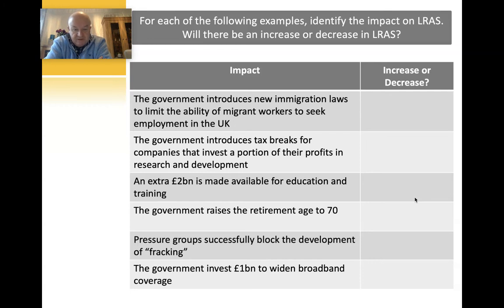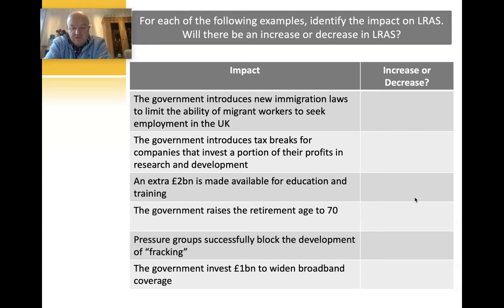How about if there's an extra 2 billion made available to education and training? That again should increase LRAS in the long run. That should improve aggregate supply. Raising the retirement age to 70. Oh my gosh. Got to work till then. That clearly would effectively increase the long run aggregate supply, because in that case that would mean that there would be more workers available, and so that should improve long run aggregate supply.